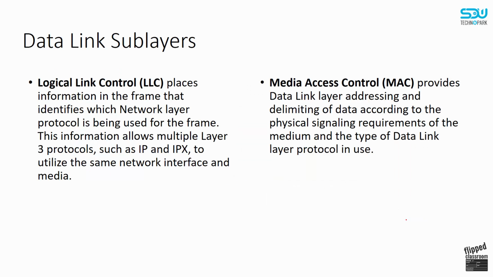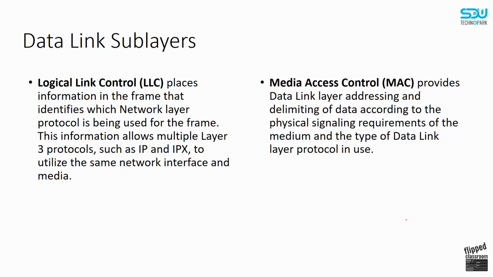And so look, the data link layer has two sublayers. It is the only OSI model layer which has sublayers. The sublayers are called logical link control, LLC, and media access control. Logical link control places information in the frame that identifies which network layer protocol is being used in the frame. So it can be IP version 4, IP version 6, or any other layer 3 OSI model protocols like IP security, etc.